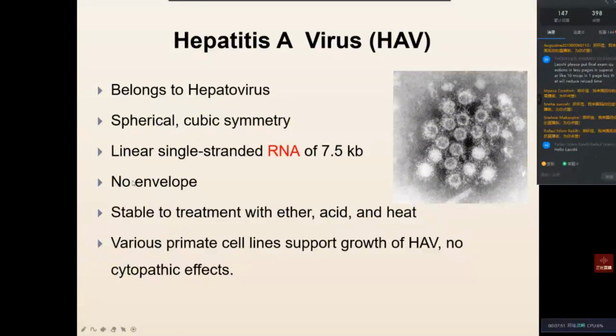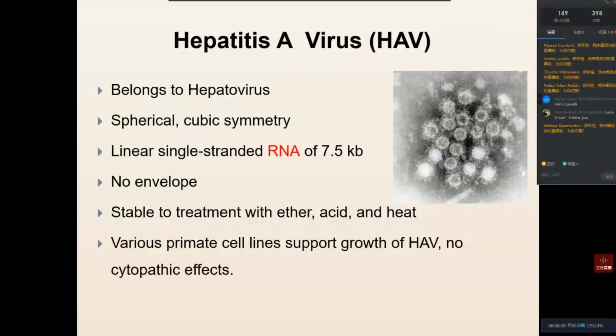And HAV, because they don't have envelope, they are stable to treatment with ether, acid, and heat. These chemicals, ether, acid, heat, or alcohol, because they don't have an envelope membrane, they are pretty resistant. Some primate cell lines can support the growth of HAV, but HAV infection doesn't cause the cytopathic effect. We learned cytopathic effect before, so that's what you can see when you infect a monolayer of cells with some virus. And HAV cannot kill those monolayer cells.